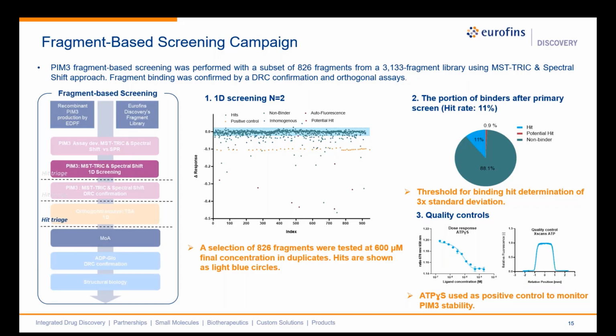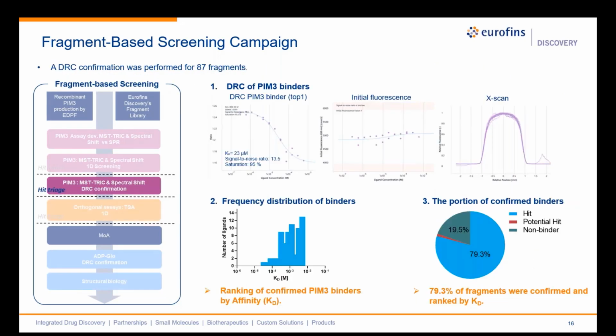The fragment binding was validated by DRC. And before moving to the results of the DRC confirmation, I would like to highlight that the compound dispensing was done by our compound management team by echo dispensing. This workflow speeds up the screen and limits the compound consumption and the manual pipetting. Dose response titrations were then performed on 87 fragments in duplicates.